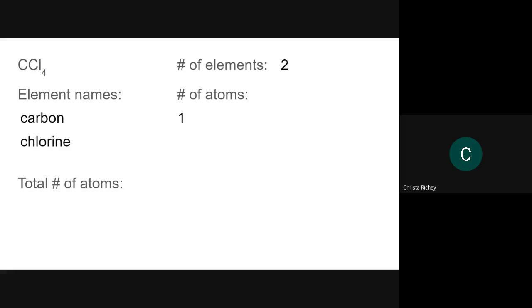The second element is chlorine. How many do you have there? Four. So how many total atoms are in carbon tetrachloride? Five. Y'all, literally, the first half of your assignment is this simple. Now, these are the easiest ones to do. There are no parentheses and there are no coefficients. Not the entire thing. The first half of the assignment is literally counting atoms.